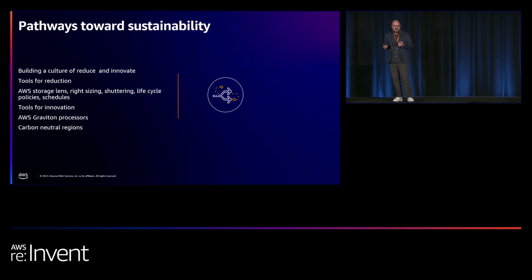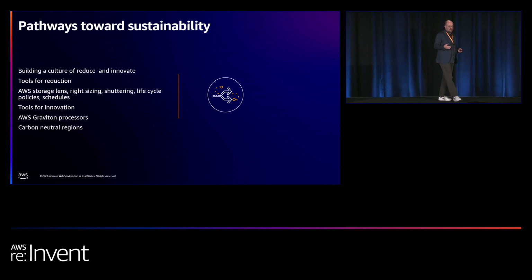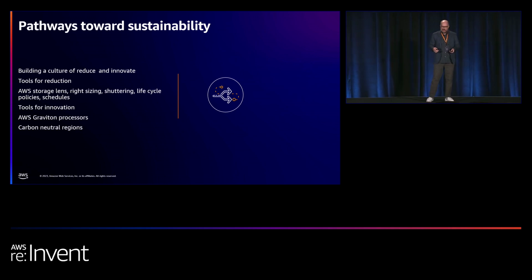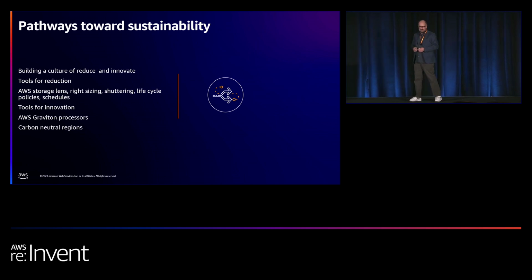So these are some of the pathways towards sustainability. It's not that you have to do all of these things all at once. It's not that you have to do just one. It's really about finding something that works for you now. So I mentioned building this culture, right? Building a new culture around sustainability. I like to think of it as building a culture of reduce and innovate. These two aspects will really help you kind of build sustainability into the DNA of your organization.